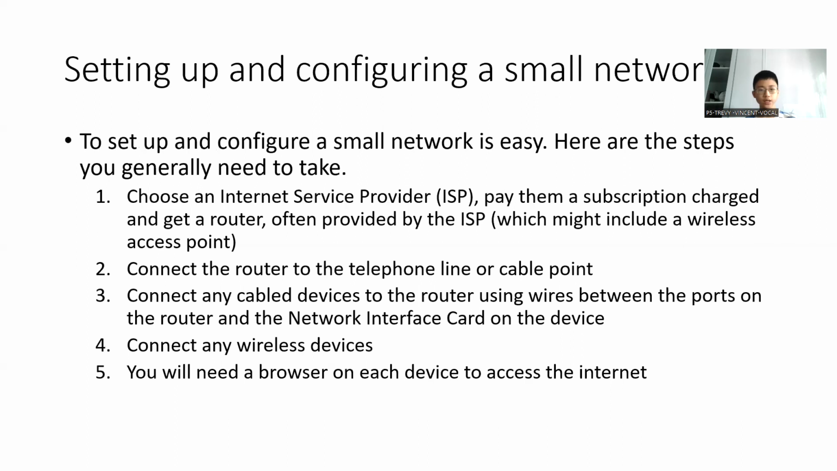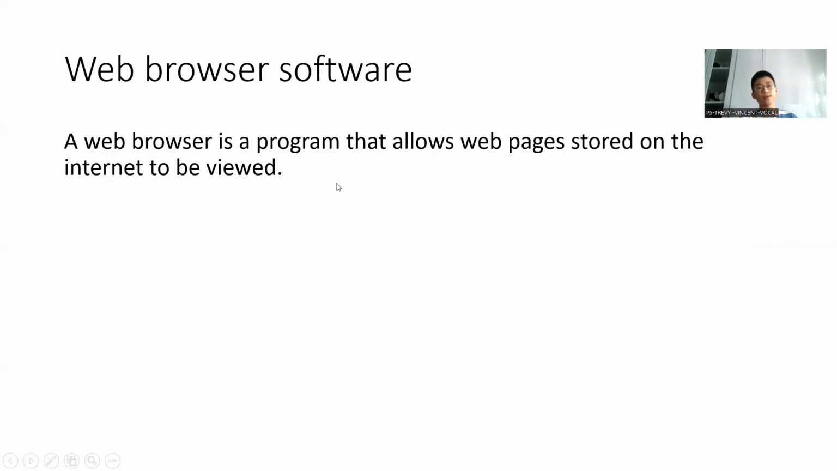Next, connect any cable devices to the router using wires between the ports on the router and the network interface card on the device. Fourth, connect any wireless device. And fifth, you'll need a browser on each device to access the internet. After all of that, now it's the web browser software.